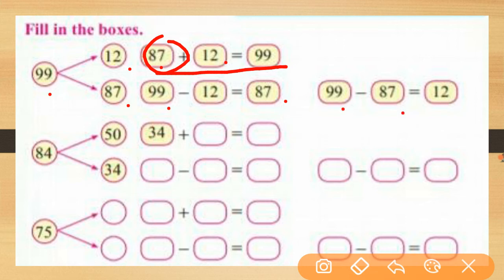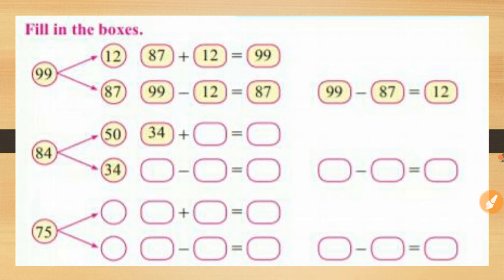Here you can see 99 minus 87. Now here take the other number. So we will get the answer here, 12. So what we understand here is, when we subtract one number from the sum, we get the other number as a difference. Okay. Now we are going to solve this. Here 84 is the sum of 50 and 34. So now we are going to make an addition example first. Here 34 is already given. So we write 50 in the second box.